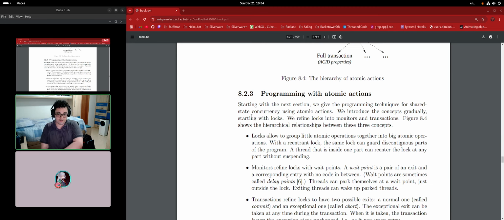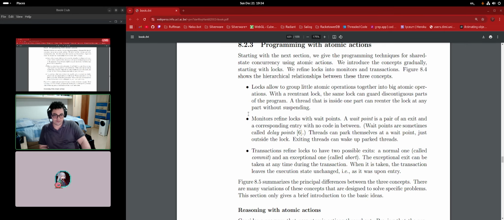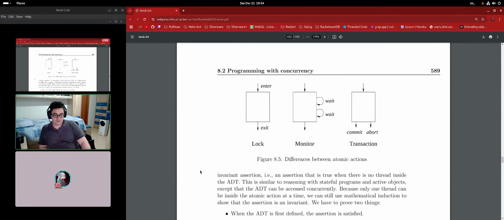Programming with atomic actions, and these are the chosen abstractions to do shared stateful concurrency, which are locks, monitors, and transactions. I confess, I never heard of monitors before. Maybe I've seen them before, but not with that term. We're not going to look at them today. We of course have seen transactions before, and locks are pretty okay as well. So locks, where's the thing? Yeah, here you go.